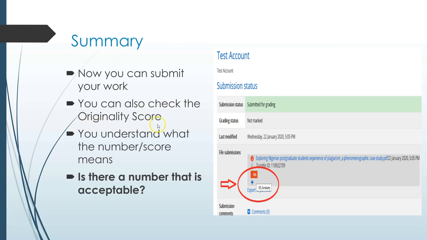You can also check the originality score. You understand what the numbers of the score mean, and you understand that this seemingly is a trick question. Is there a number that is acceptable? So it depends on what the number actually means. So we've looked at 8%, we've looked at 98%, we've looked at 24%, and now we've looked at about 34%. So at the end of the day, the question is, what do these scores represent?